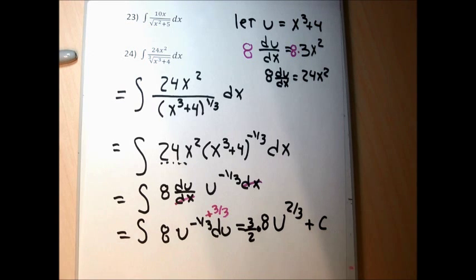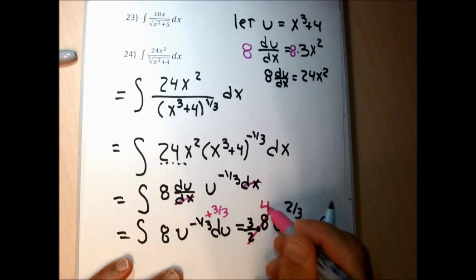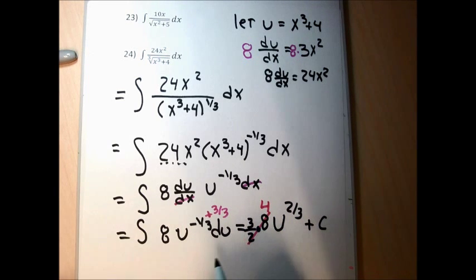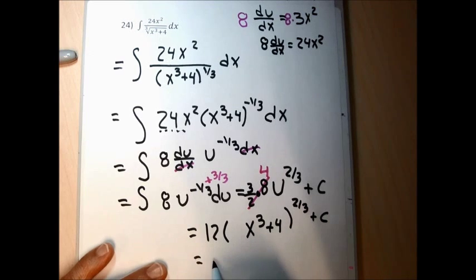Almost done. It turns out that I can cancel that 2 with that 8. I'll be left with a 3 times 4, which is a 12. And instead of writing u to the 2/3 power, I can change the u to an x cubed plus 4. And instead of having a fraction exponent, I can make a radical.